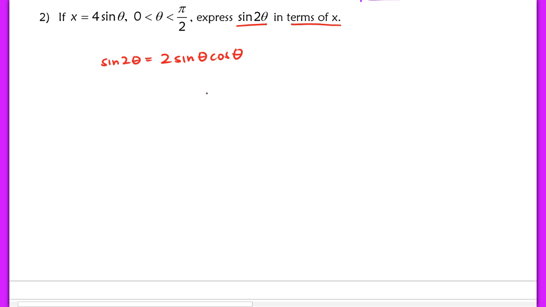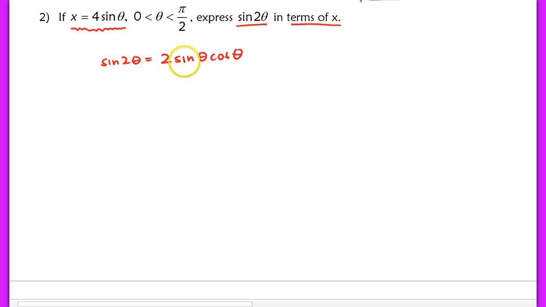And my answer is supposed to be in terms of x, kind of similar to what we did way back in chapter 4 in semester 1, where we had to write a function in terms of just one variable, even though we might have had multiple variables in there. So we need to do something with our given here.